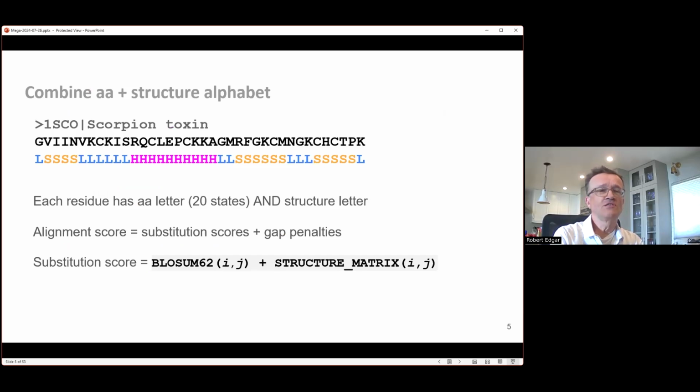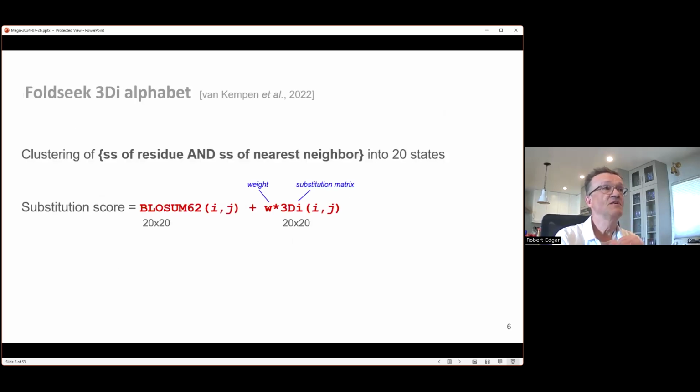You can deal with this in a sequence alignment framework by now having two letters for each position. And if you do a conventional alignment score, it's the sum of substitution scores plus some gap penalties. Now the substitution score generalizes from something like BLOSUM, and we add in a term for whether we have a substitution or an identical structure letter at that position. And hopefully that improves the accuracy and sensitivity of our alignments.